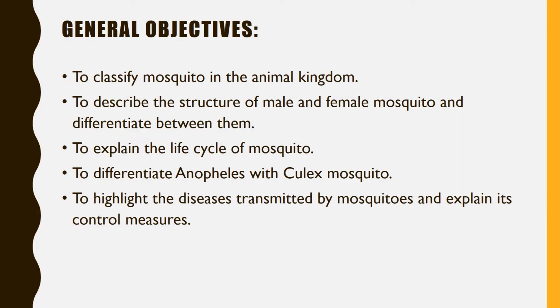In today's class, we will look into the classification of mosquito in the animal kingdom. We will describe the structure of male and female mosquito and differentiate between them. We will also look into the detailed explanation of life cycle of mosquito with different stages. Then we will differentiate Anopheles with Culex mosquito in brief. Lastly, we will have a look into the important diseases transmitted by mosquitoes along with its control measures.